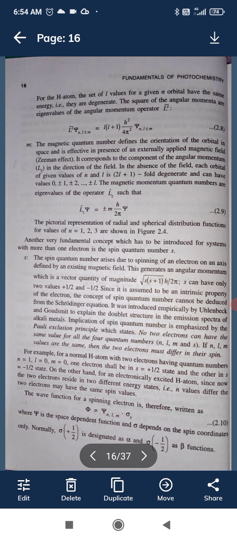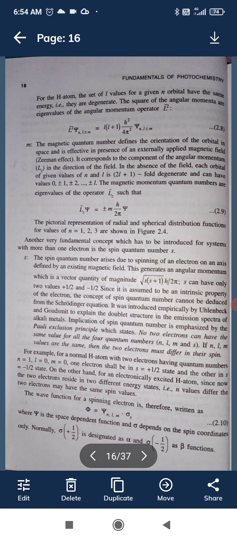So another very fundamental quantum number which has to be included for a system with more than one electron is the spin quantum number. The spin quantum number arises due to the spinning of the electron on an axis defined by an existing magnetic field. This generates an angular momentum which is a vector quantity of magnitude square root of s into s plus 1, h by 2 pi. s can have only two values, plus half and minus half, since it is assumed to be an intrinsic property of the electron. The concept of spin cannot be deduced from the Schrodinger equation.